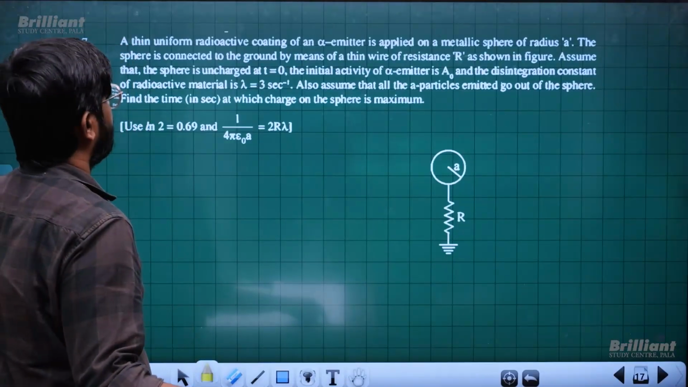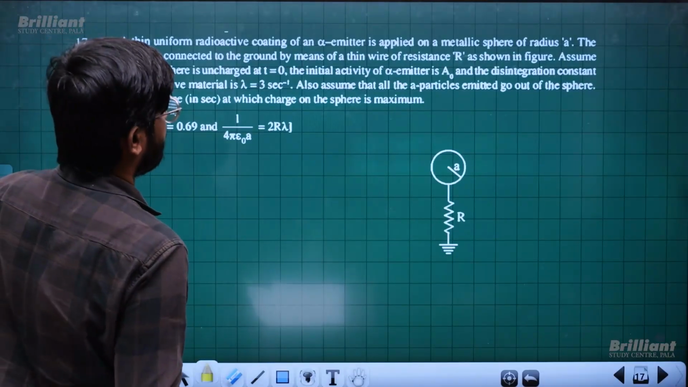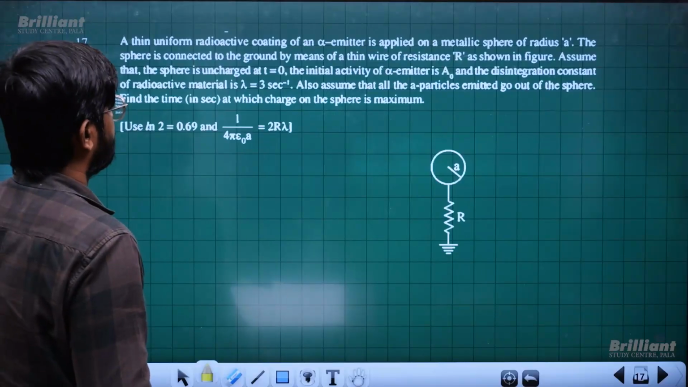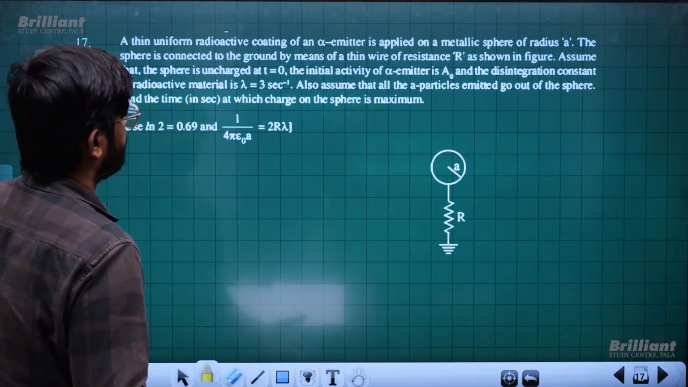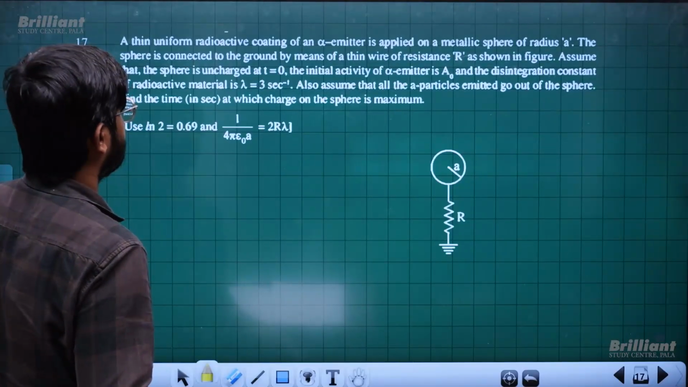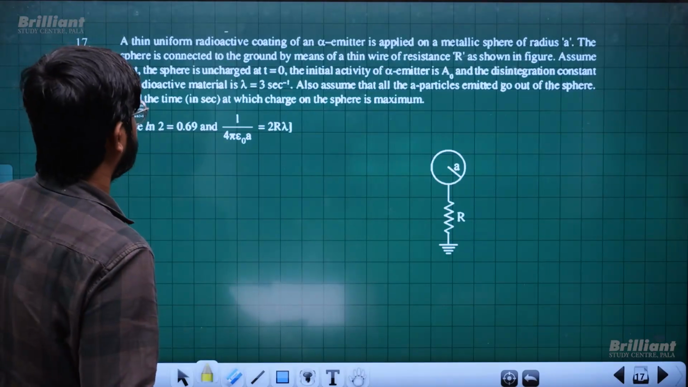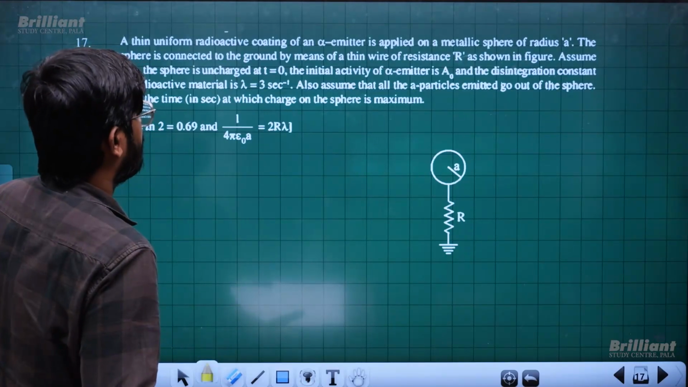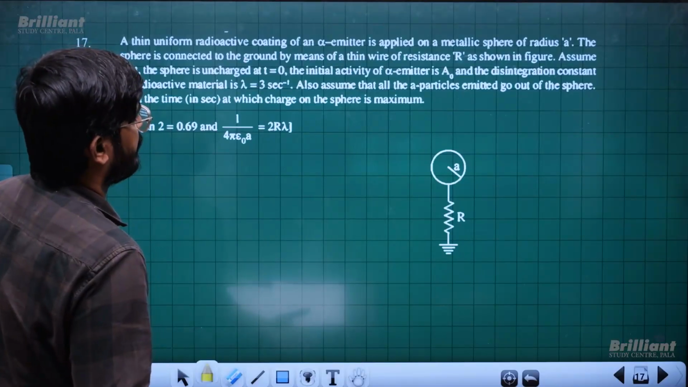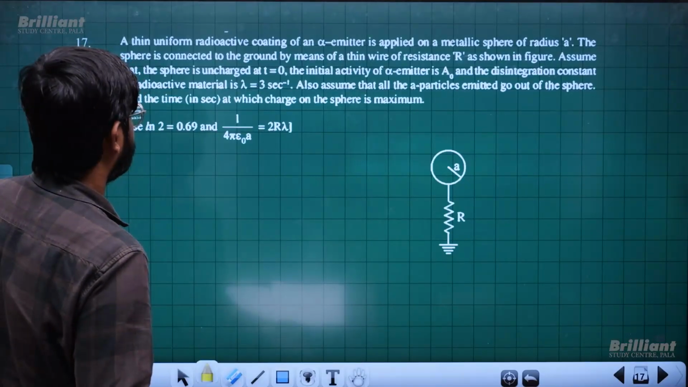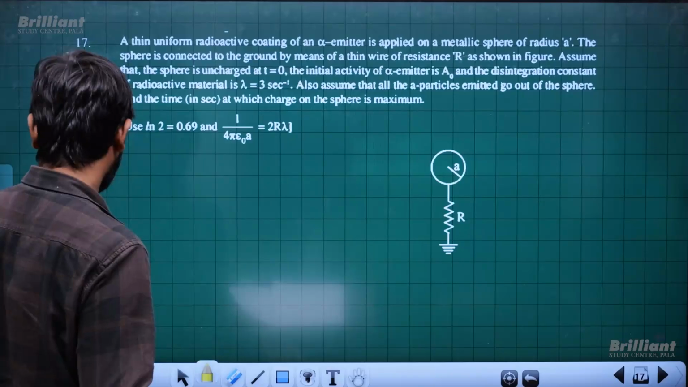A thin uniform radioactive coating of an alpha emitter is applied to a metallic sphere. The sphere is connected to ground by means of a thin wire of resistance R. Assume that the sphere is uncharged at t equals 0. The initial activity of the alpha emitter is A0 and the disintegration constant is given. Also assume that the alpha particles emitted go out of the sphere. Find the time at which the charge on the sphere is maximum.